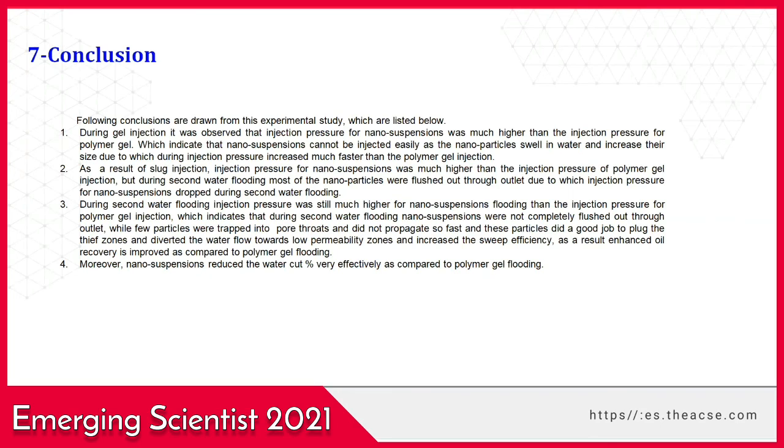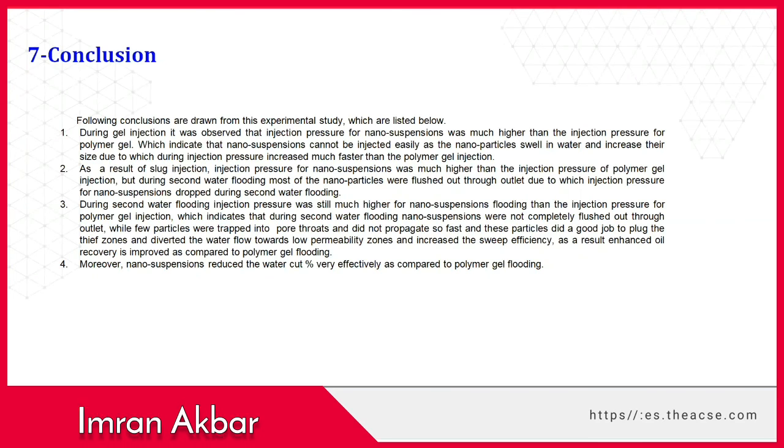Number three, during second water flooding, injection pressure was still much higher for nanosuspension flooding than for polymer gel injection, which indicates that nanosuspensions were not completely flushed out through the outlet, while a few particles were trapped in pore throats and did not propagate so fast.